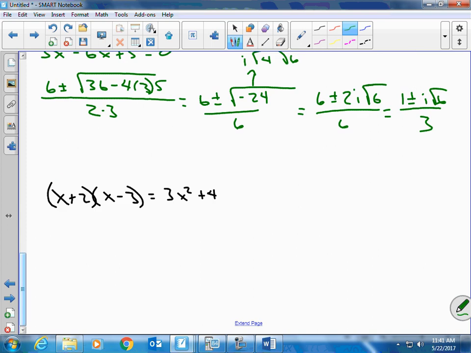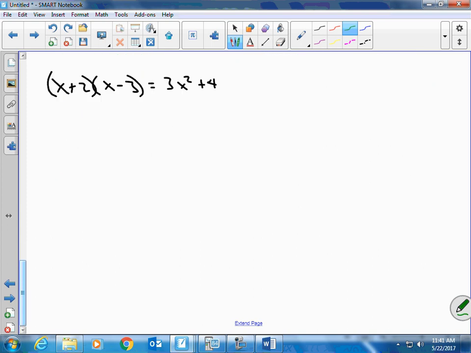All right, last one. Give it a try. Tough part, putting it into the right form. We need to get it into ax squared plus bx plus c equals 0. So I need to FOIL this mess out. x squared minus 3x plus 2x minus 6.